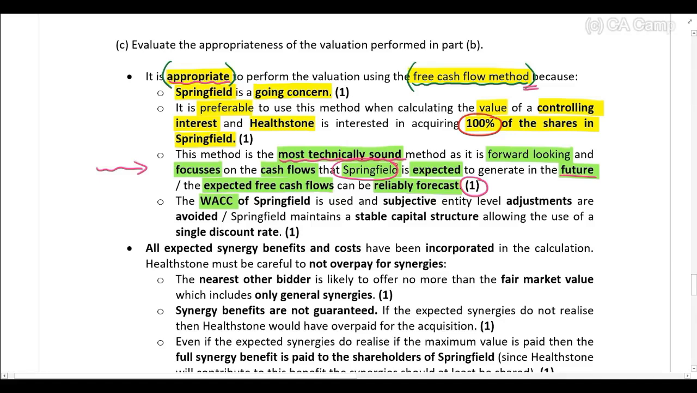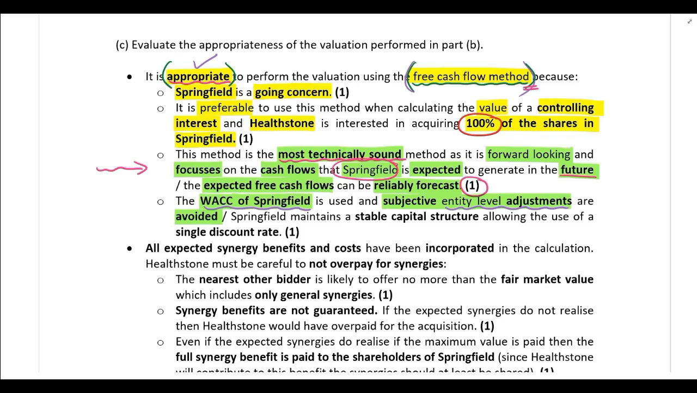Then let's discuss the WACC. So first you could have said, based on the information provided in the question, we were able to calculate the WACC of Springfield. So subjective entity level adjustments were avoided. We didn't calculate the WACC of a similar listed company and then adjust for entity level differences between the two. We calculated the WACC of Springfield. And if you want to perform a valuation using the free cash flow method, you need the company's WACC because we use the WACC as our discount rate when calculating the present value of our free cash flows. So that also makes the use of the free cash flow method appropriate.